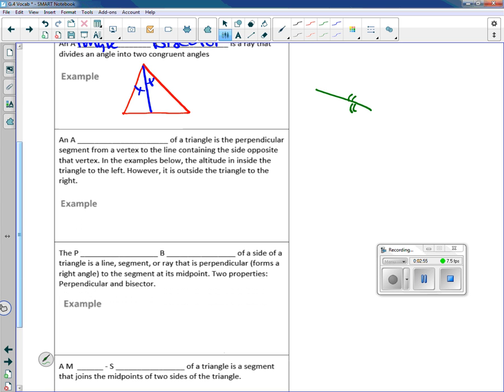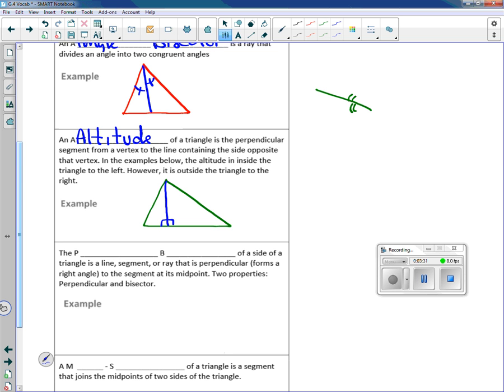A blank of a triangle is a perpendicular segment. Let's just draw a picture here for a second. A blank of a triangle is a perpendicular segment from a vertex to the line containing the side opposite the vertex. So it's a perpendicular. Sides are perpendicular to each other. That comes from a vertex and goes to the opposite side. And so there's that particular kind of segment we're going to need to know in this unit. This is called an altitude.